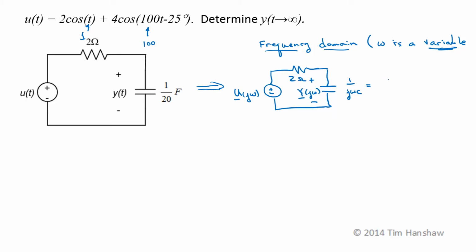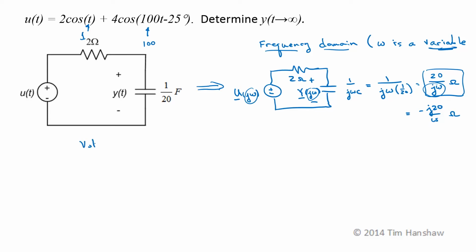The capacitor impedance is 1 over j times omega, and I'm leaving omega as a variable, times 1 over 20 farads, so this is 20 over j omega ohms. Since I use j omega as my arguments here, I tend to leave the j and the omega together. You can also convert this to minus j20 over omega ohms. I do it this way more or less by force of habit.